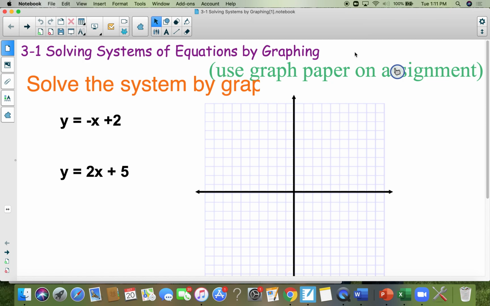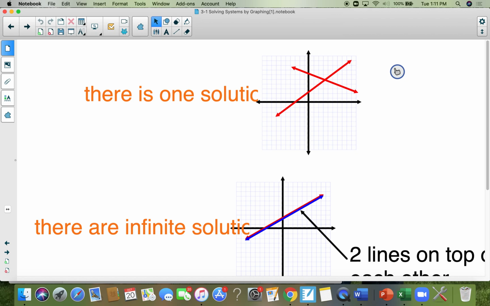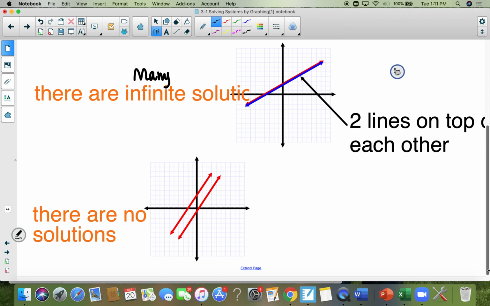Okay, 3.1, we're going to learn how to solve systems of equations by graphing. Before I start, I like to get to the second page first to explain. You're going to have three scenarios when you graph two lines. They either are going to intersect with each other and you're going to have one solution. They're going to end up going right on top of each other, which is infinite solutions. If you don't like to say infinite, you can say many solutions on the test. Or when you graph two lines, they're never going to intersect, so there's going to be no solution. So those are the three scenarios that you're going to do for today.